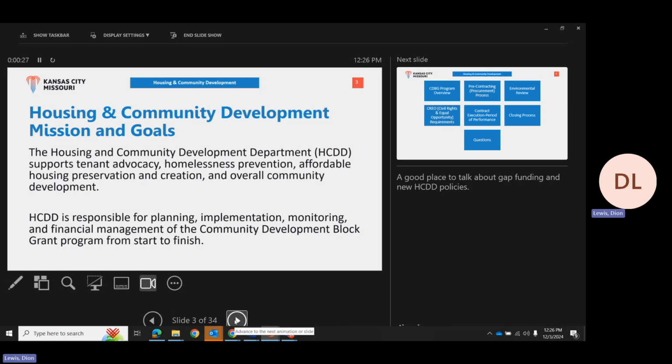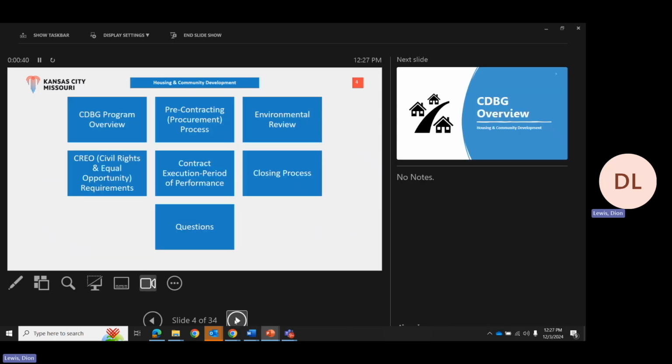And so within our department, we're responsible for the planning, the implementation, the monitoring, and the financial management of what we have presented before you today, which is the Community Development Block Grant. This is where I dive a little bit deeper up front, but we'll talk about some of these things throughout today's presentation, which we'll probably go through a little bit quicker. Like I said, we have some seasoned individuals here, but this information will also be readily online for individuals who are not able to come here today.